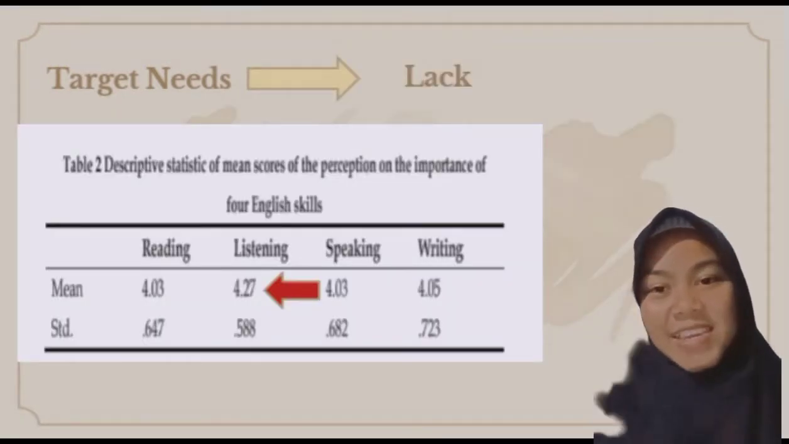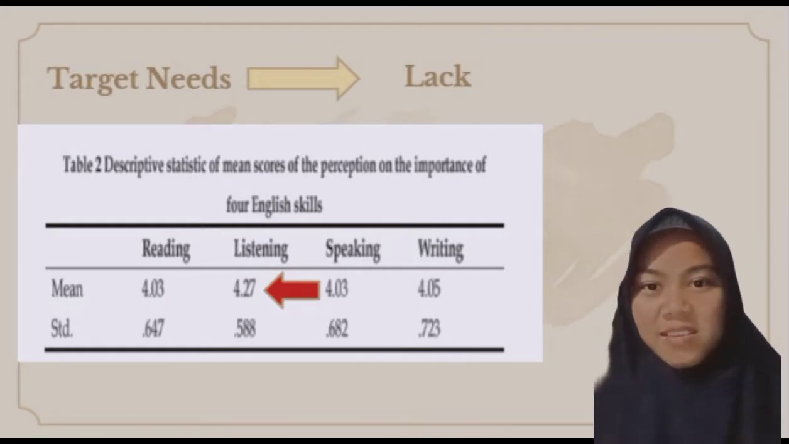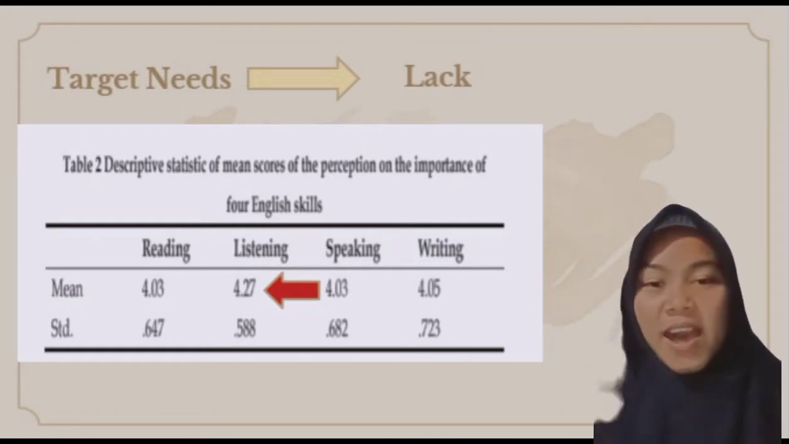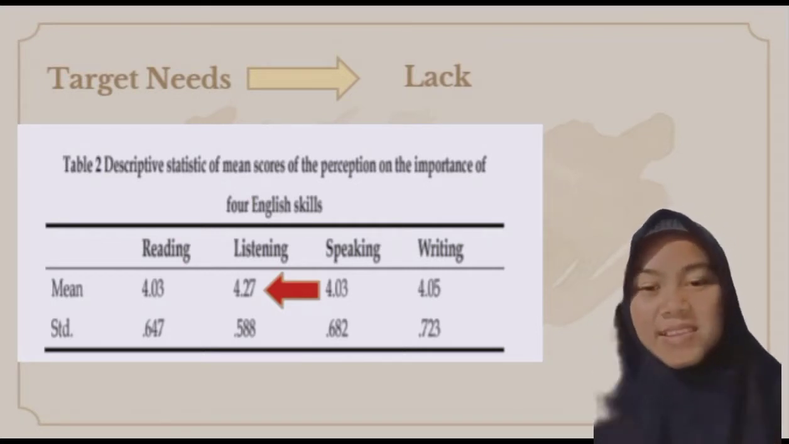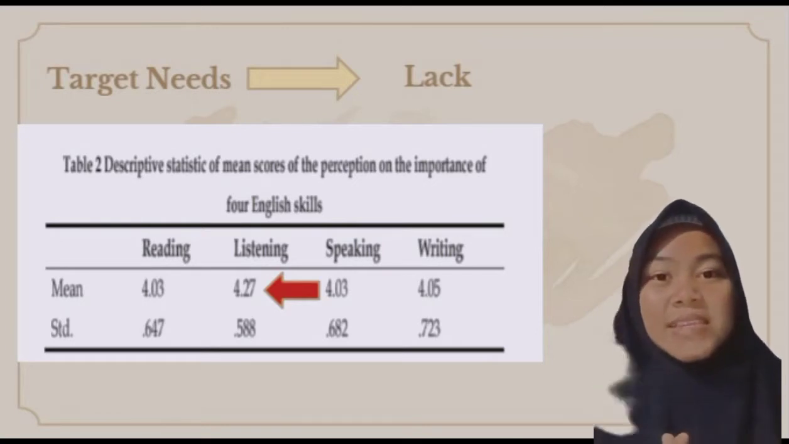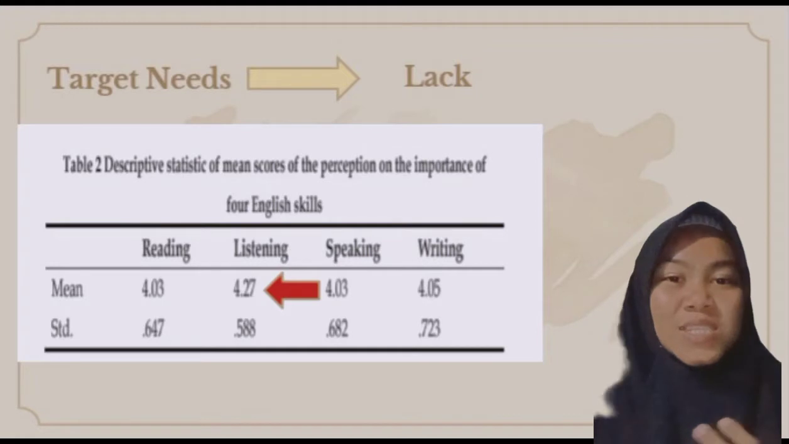The second of the target needs is likes. The likes in the journal article are shown in a table. The table consists of four English skills: reading, listening, speaking, and writing, which show the mean scores.